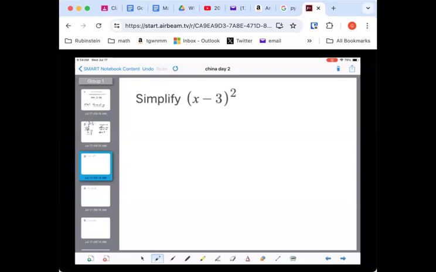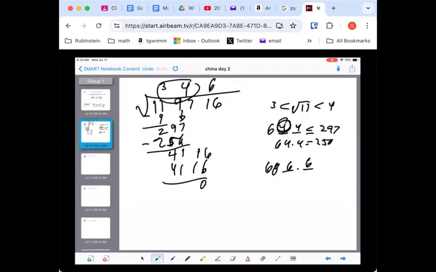Oh, Mohammed asked about 4. The reason it was 4 in that last one was that we doubled the 3 to get 6, and we say 60 something times that same something has to be as close as possible to the remainder. If you try 61 times 1, it's just too small. But 64 times 4 is still less than 297, but 65 times 5 would be too big.